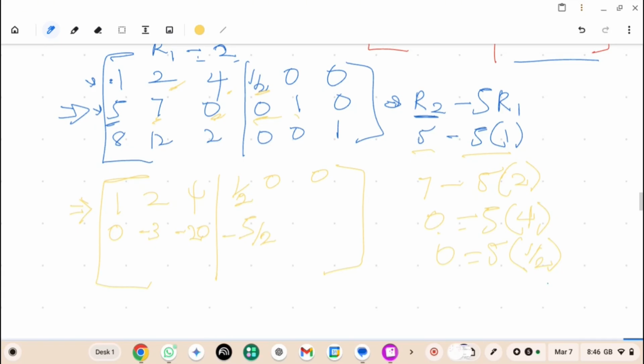Here is 1. So 1 minus 5 multiplying row 1, and here row 1 is 0. 5 times 0 is 0. So here you get 1. And here 0 minus 5 multiplying row 1, and row 1 is 0. So everything is 0. So here you get 0. Then we write our third row.